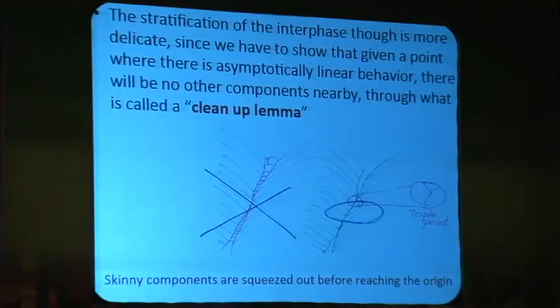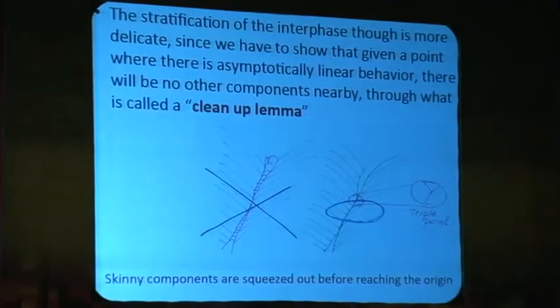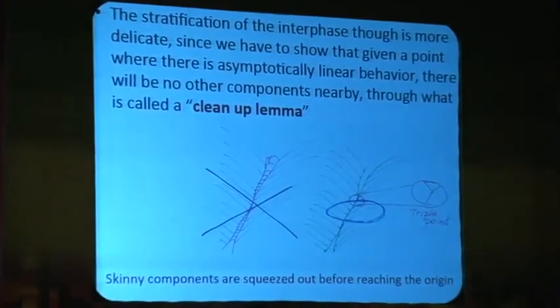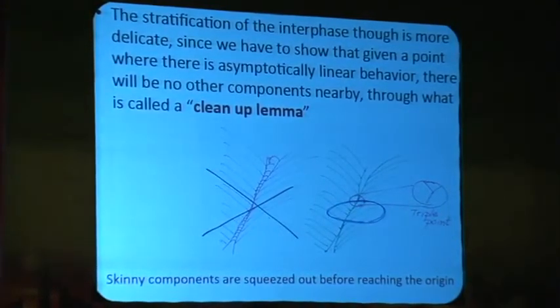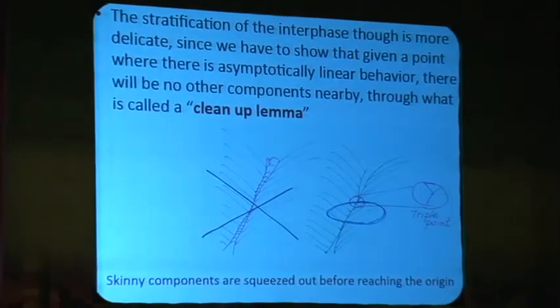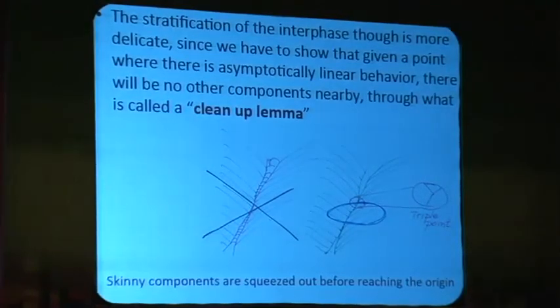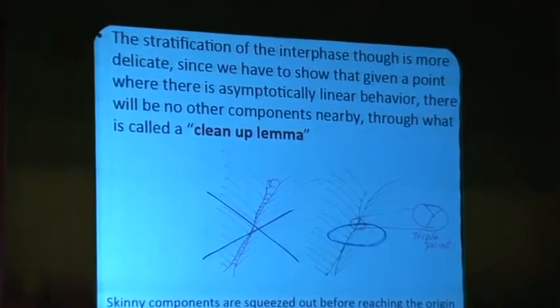And so to get rid of this, we have to do some sort of cleanup lemma, which is a recurrence argument in the De Giorgi sense, that says when these other components are very skinny, they are squeezed so fast that at the end of the day, they never reach the origin. Okay, so that's the way you prove that where 2 components come together is completely clear.